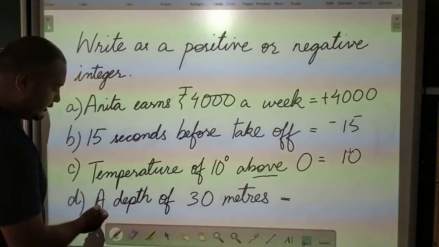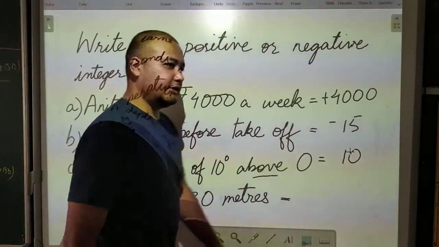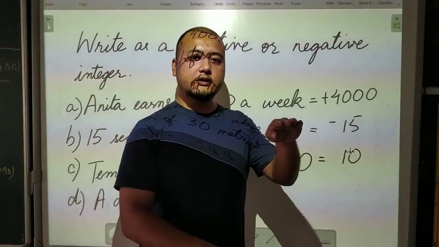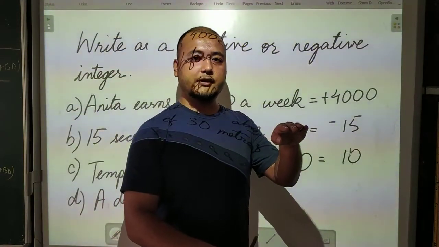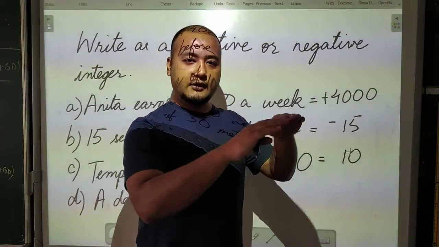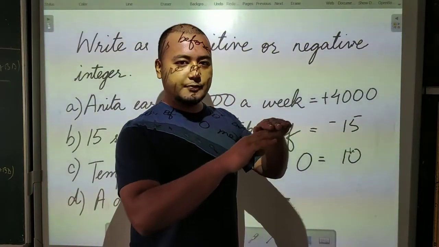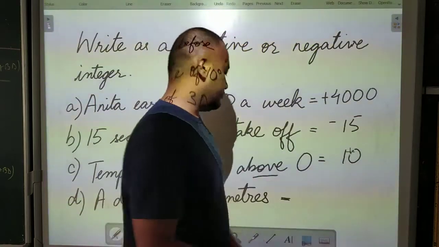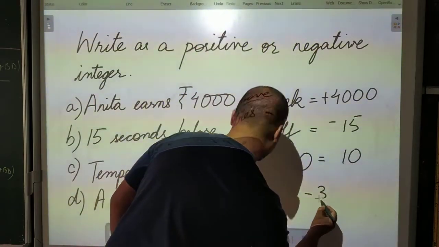And the last one, a depth of 30 meters. Depth meaning below the sea level. Okay, so if you take the sea level as 0, then whatever comes below it is a negative value. So we write that as minus 30.